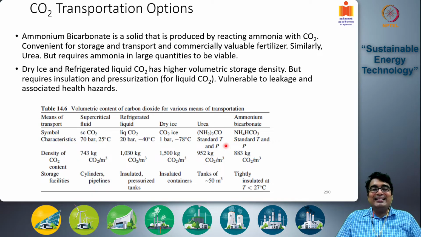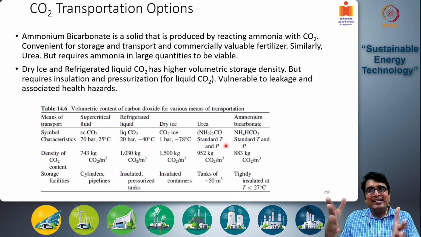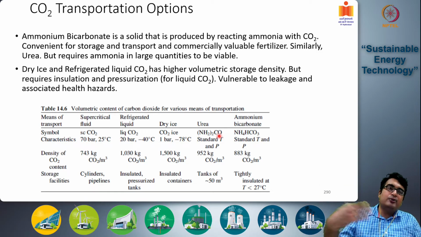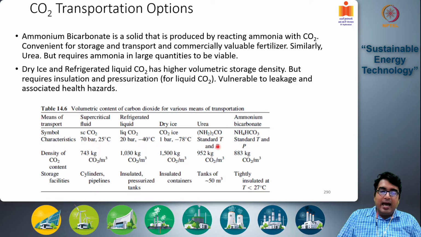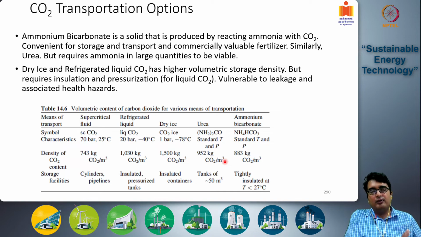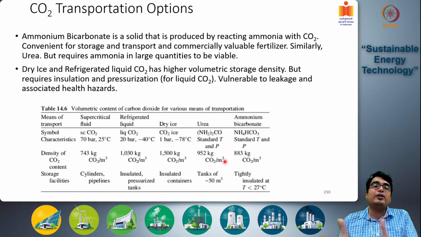Now the next is you are actually reacting the CO2 with different types of ammonia. You can store it either as urea, so NH2 CO NH2. So you convert CO2 to urea using nitrogen or ammonia. We have discussed urea before as a way of storing ammonia, as a way of storing hydrogen, but you can also think of it as a way of storing CO2.